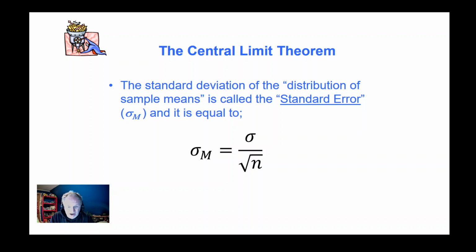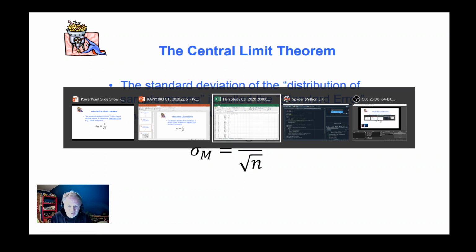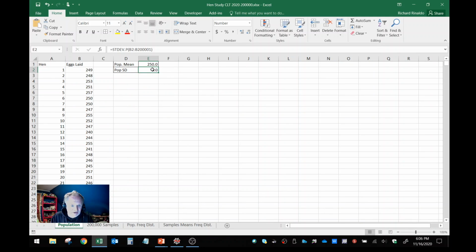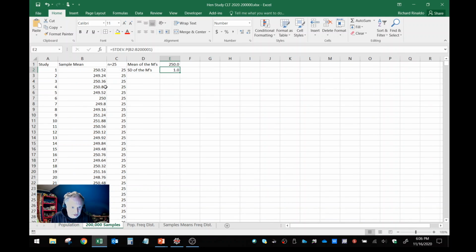The central limit theorem says the standard deviation for the distribution of sample means, which is referred to as the standard error, is equal to the standard deviation from the population of individuals divided by the square root of my sample size. So in my study, the population standard deviation is 5. My sample size is 25. 5 over the square root of 25 is 1. So my simulation matches what the central limit theorem tells me.